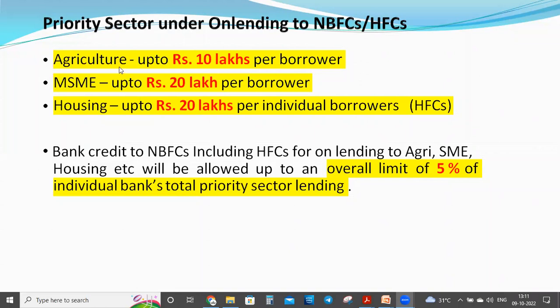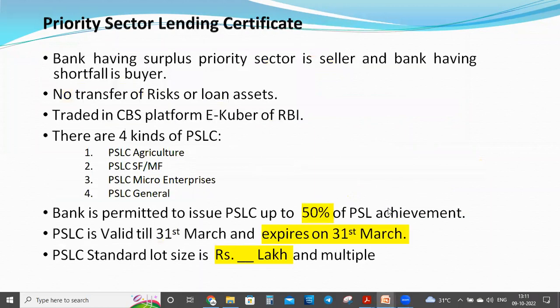So friends, right answer is for agriculture it is 10 lakh per borrower, and MSME 20 lakh per borrower, and housing loan 20 lakhs per individual borrower. Okay, and what is the overall limit? That is 5%. So any bank, जो भी बैंक है फ्रेंड्स वो अपने प्रायोरिटी सेक्टर लैंडिंग के टोटल पार्ट का 5% ही ऑन लैंडिंग के लिए दे सकती है. ओके, लेट्स सी नेक्स्ट क्वेश्चन.